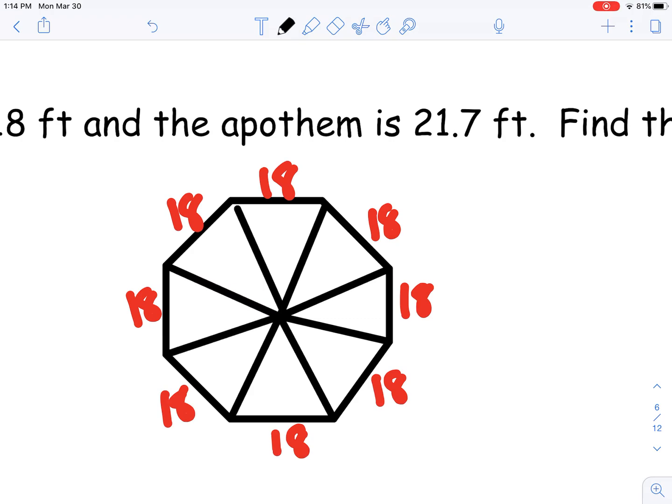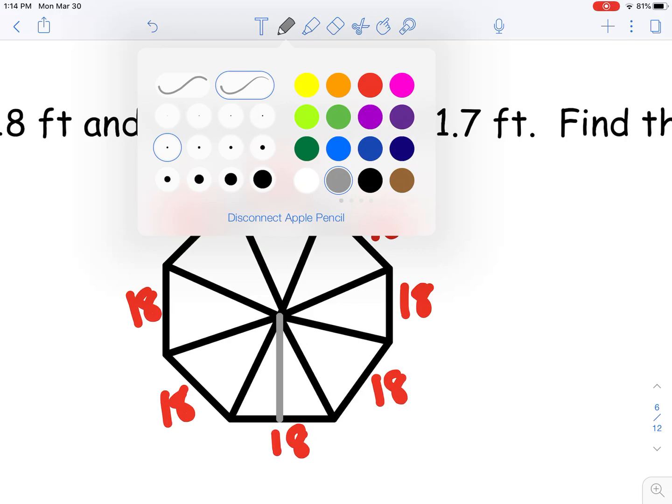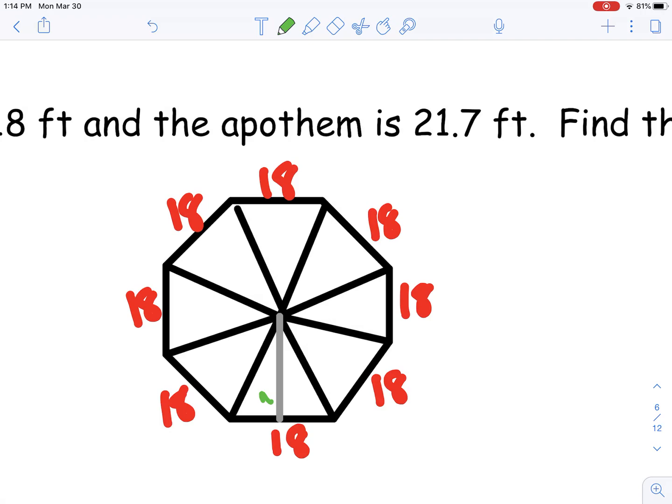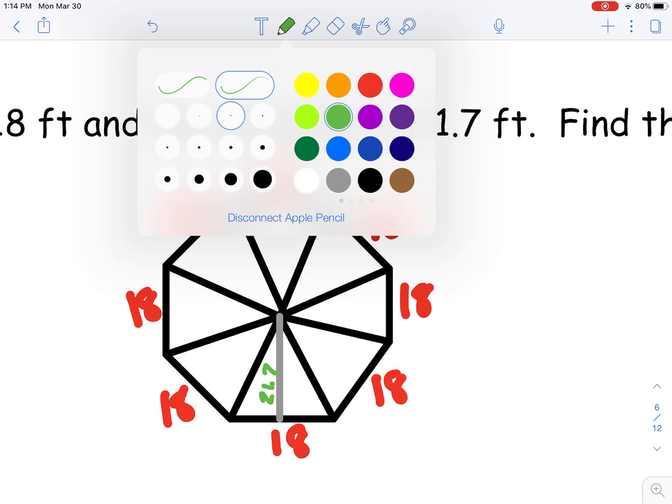Now, you'll notice I'm not doing a perfect job of splitting this up, but I did my best. In theory, all 8 of these triangles would be exactly the same size. So, what else do I know? Again, as mentioned, we know the apothem. We know that this distance right here is going to be 21.7 units. Well, great. Why is that helpful?